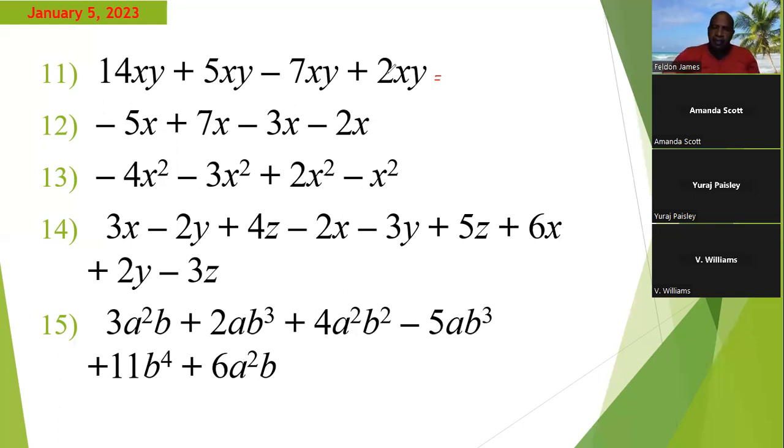And then remember the 2x that you have out here, so now it would be 14. Right. So in both cases, if you add 14 plus 5, you get 19, plus 2 is 21, minus 7 would be 14. So it's 14xy.